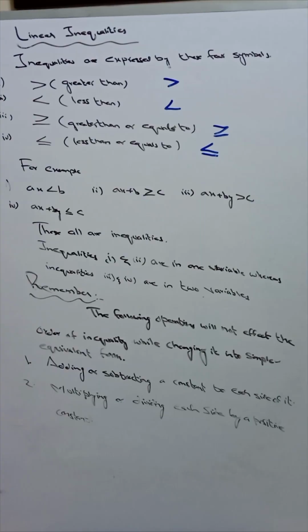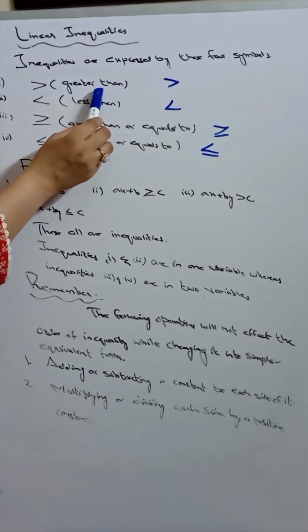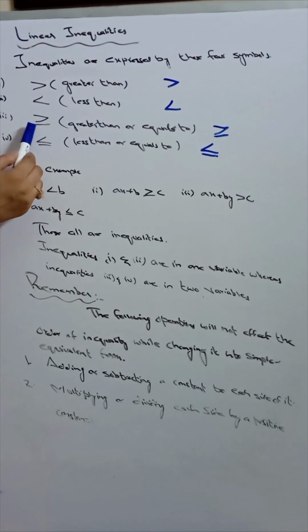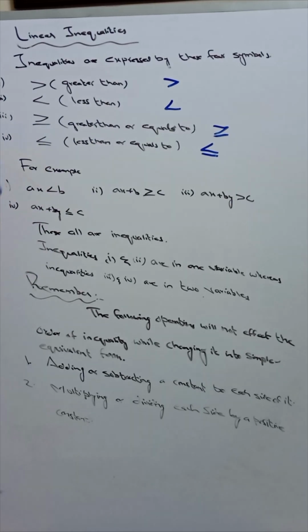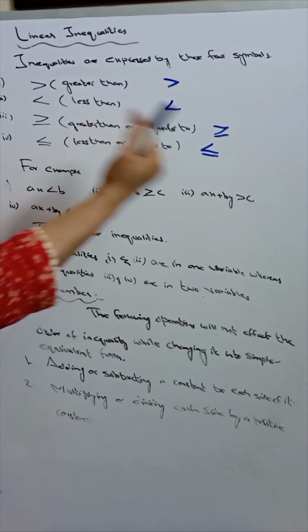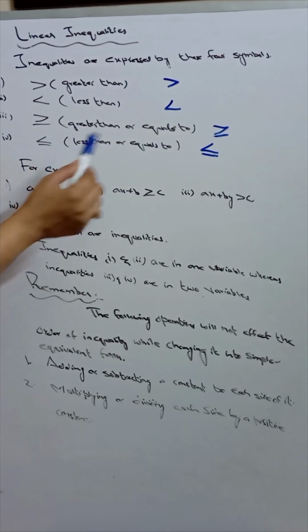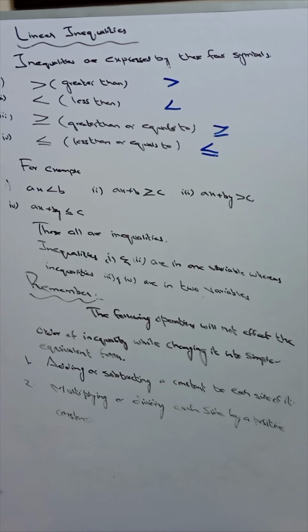I hope it's clear. The symbol that resembles a 7 is called greater than. The symbol that resembles an L is called less than. The line underneath it makes it greater than or equal to, and a line drawn underneath less than makes it less than or equal to. I hope it's clear. For example, they have given you example number 1.